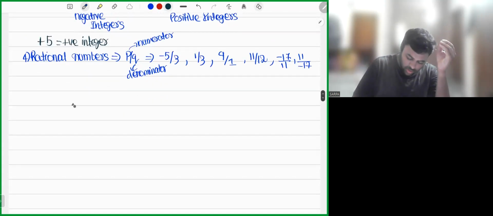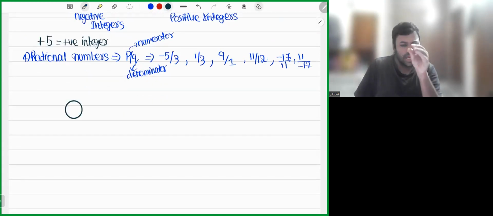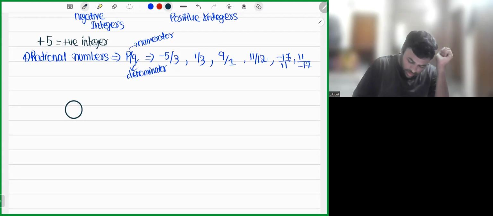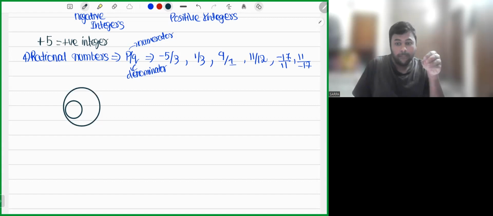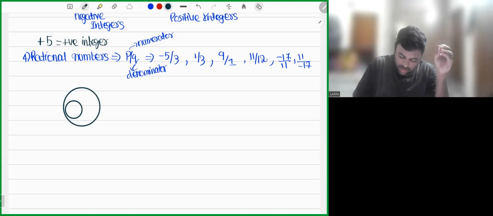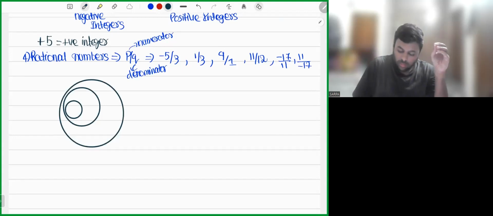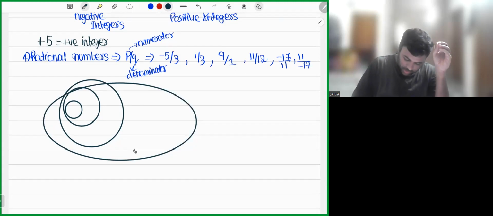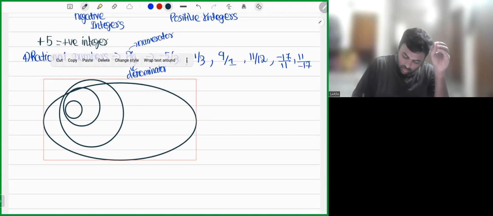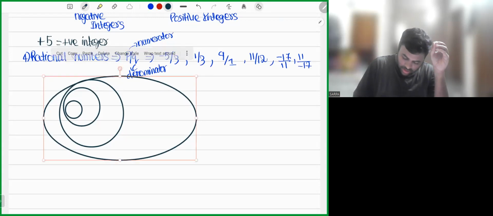So this will be your whole numbers. Small circle will be the natural numbers. Big circle will be whole numbers. Bigger than that will be integers. More bigger than that will be rational numbers.